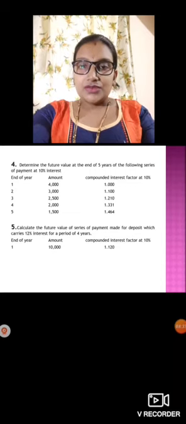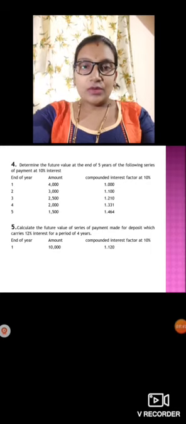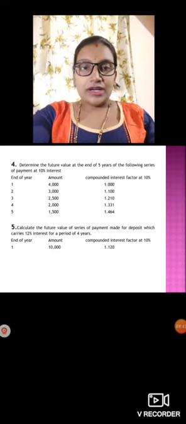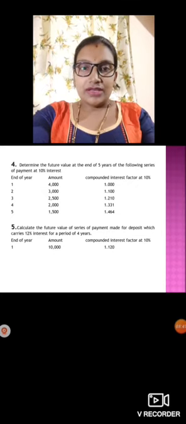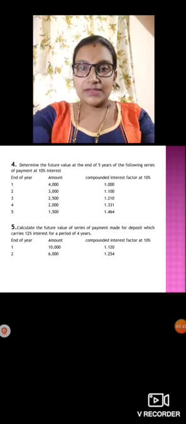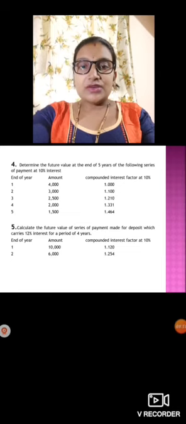Okay, so first year 10,000, and the compound interest factor you have 1.120. Okay, the compound interest factor is 12%, not 10%. Okay, it is 12%. So the value we have is 1.120 for the first year. For the second year, 6,000 has been invested, and the compound interest factor rate you have is 1.254.